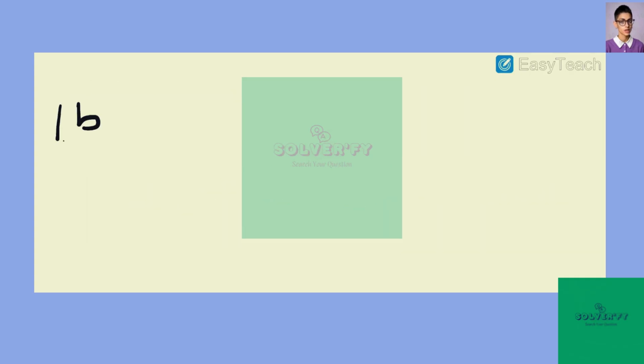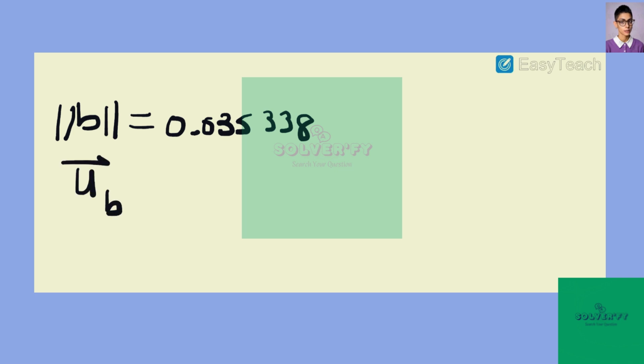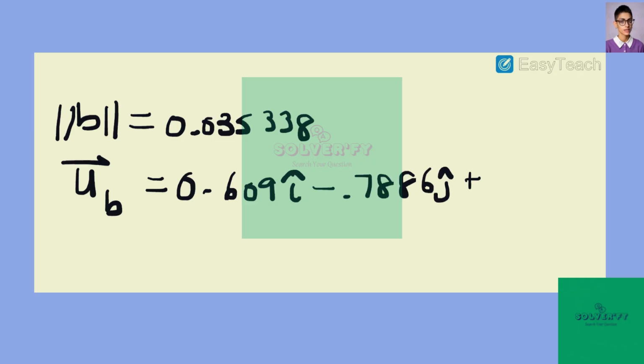Next, what we can do is solve for the magnitude of this vector. Now b, the magnitude, will just be equal to the i hat term squared plus the j hat term squared plus the k hat term squared, and taking the square root of that summation. And what that gives is the magnitude equal to 0.035338. Now what we can do is go ahead and take the unit vector of this binormal vector, and that's signified by u_b, which is given as 0.609 i hat minus 0.7886 j hat plus 0.085 k hat.